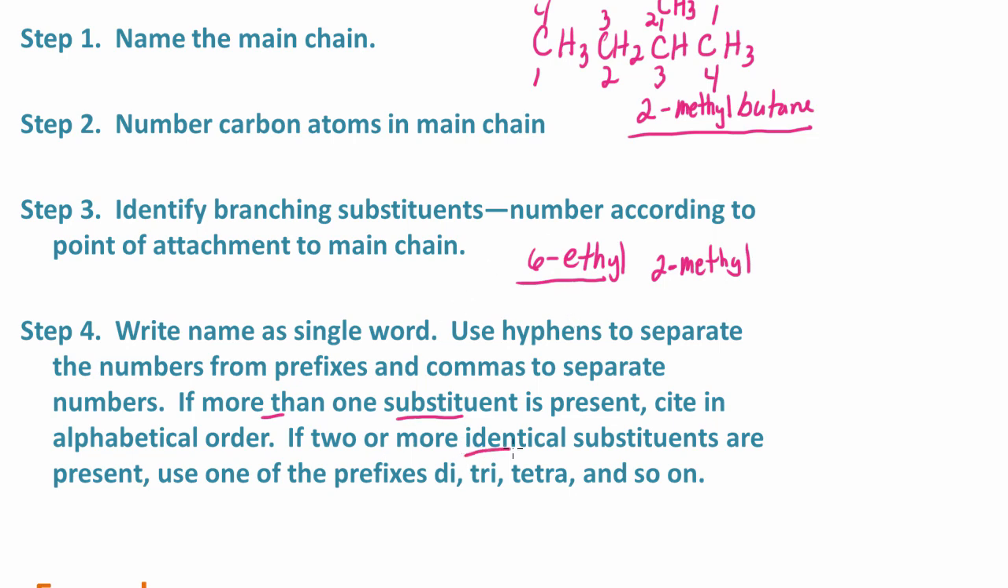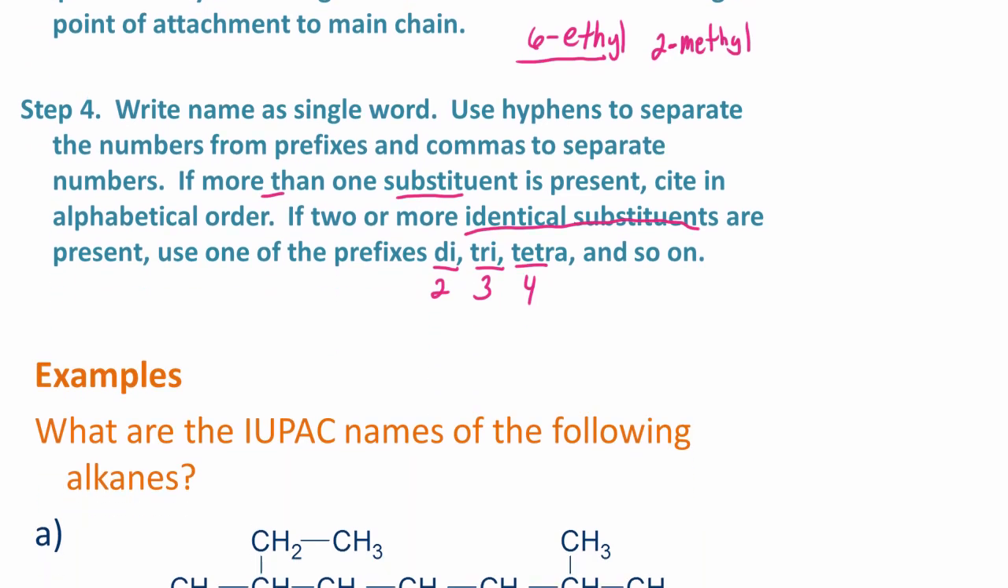If 2 or more identical substituents, like maybe 2 or more ethyl groups or 2 or more methyl groups are present, we have to use the prefixes di, tri, tetra, and so on. Of course, di is for 2, tri is for 3, tetra is for 4. So I think the best way to do this is just start naming some of these compounds.